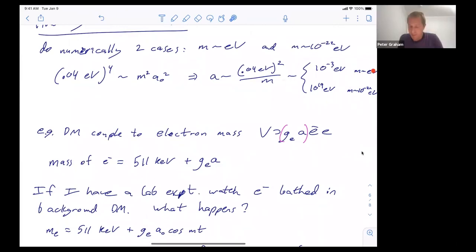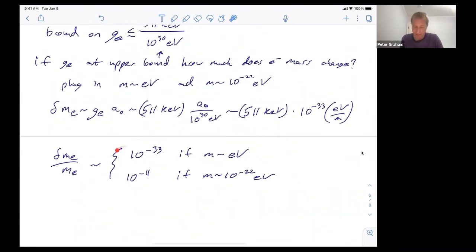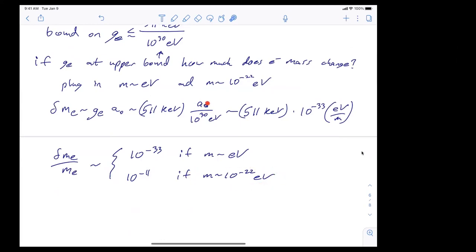So for M is an electron volt, I took A is 10 to the minus 3 eV, exactly. And that gave me this extremely small number because 10 to the minus 3 eV over 10 to the 30 was 10 to the minus 33. But look, even if I take 10 to the 19, which is the case for M is 10 to the minus 22 eV, it's going to be even worse. Oh, sorry, what did you say? Oh, it's going to be worse when we took the case when A is equal to 10 to the power minus 19.